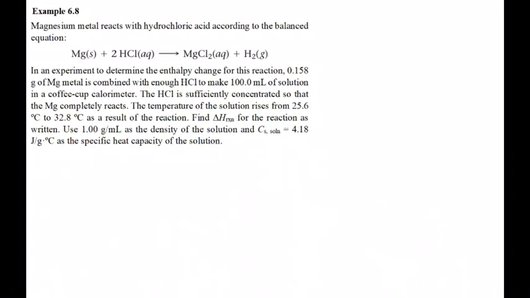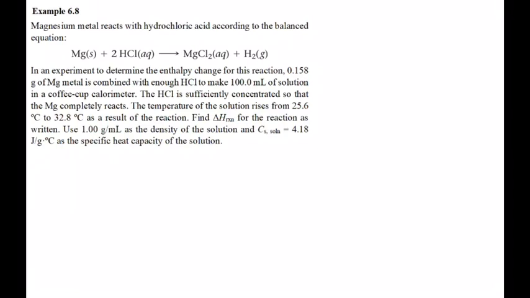Use 1.00 gram per mL as the density of the solution and 4.18 joules per gram degree Celsius as the specific heat capacity of the solution. So how do we even approach this type of problem? Well, we can extract all the information that we need, right? We have the chemical reaction equation here and it's balanced. We know the volume of the solution, 100 milliliters. We can determine the total mass of the solution because we're given the density, 1 gram per mL. Multiply that by 100 milliliters, and we have the mass of the solution.